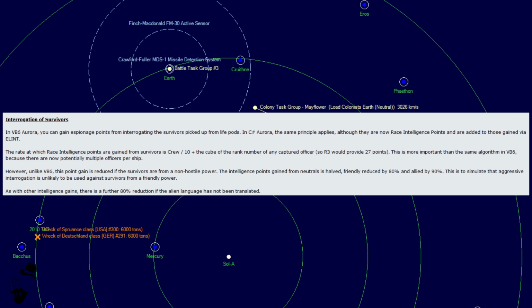However, unlike VB6, this point gain is reduced if the survivors are from a non-hostile power. The intelligence points gained from neutrals is halved, friendlies is reduced by 80%, and allied by 90%. This is to simulate that aggressive interrogation is unlikely to be used against survivors from a friendly power. As with other intelligence gains, there is a further 80% reduction if the alien language has not been translated. So if you want to be capturing survivors, you gotta get that language translated, and you really want to make sure that they're flagged as hostile.